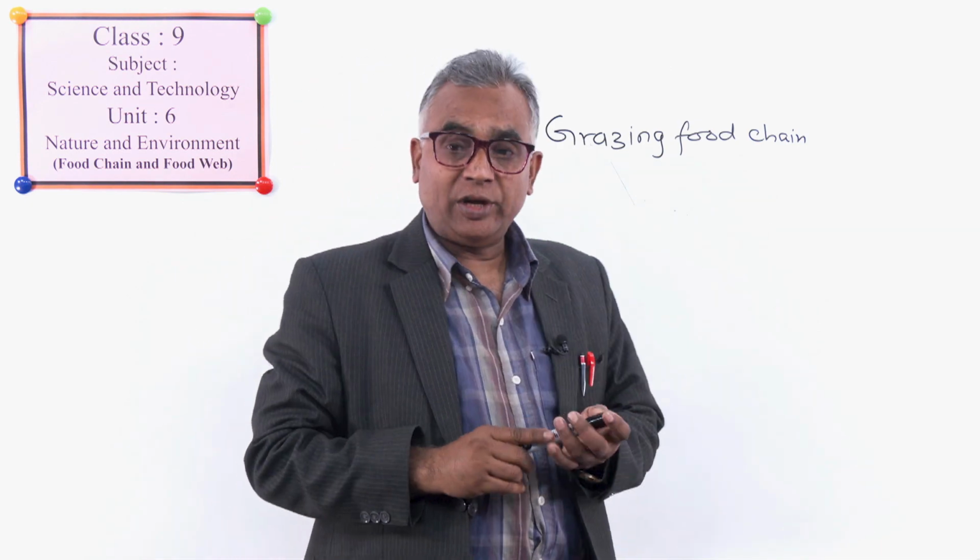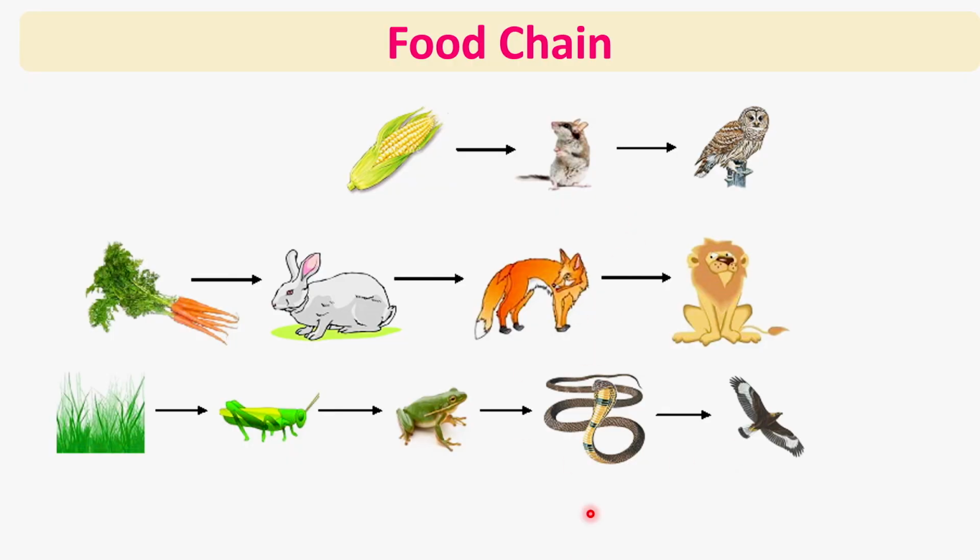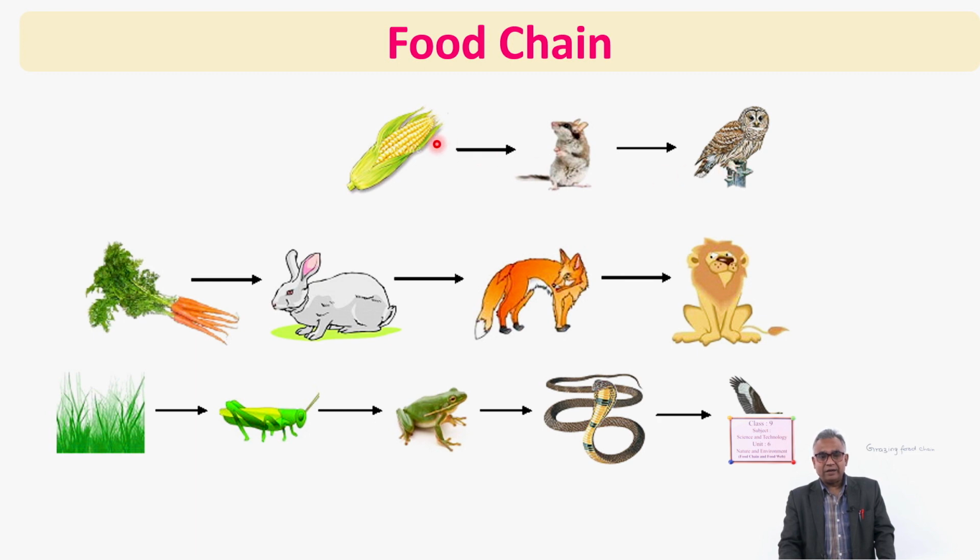But why am I showing you 3 different rows for 3 different types? It is because here there is involvement of fewer trophic levels, here a little bit more, and here more than the middle one. So the number of trophic levels present determines the type of food chain also. This one is called a 3-layered food chain: 1 layer, 2 layer, 3 layer.